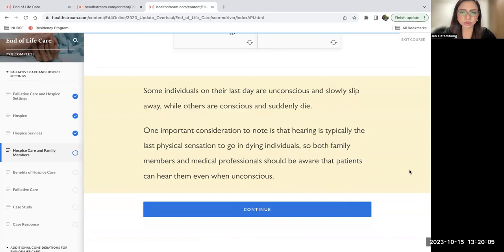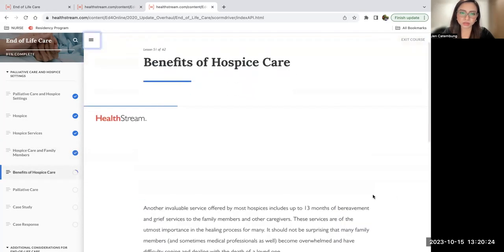Some individuals in their last days are unconscious and slowly slip away, while others are conscious and suddenly die. One important consideration to note is that hearing is typically the last physical sensation to go in dying individuals. So, both family members and medical professionals should be aware that patients can hear them even when unconscious.